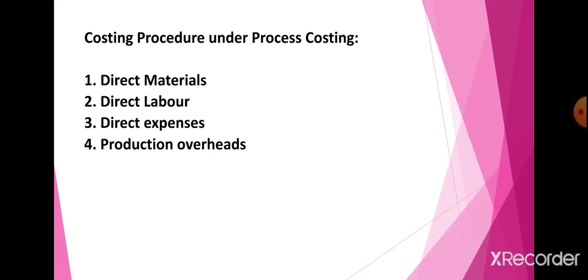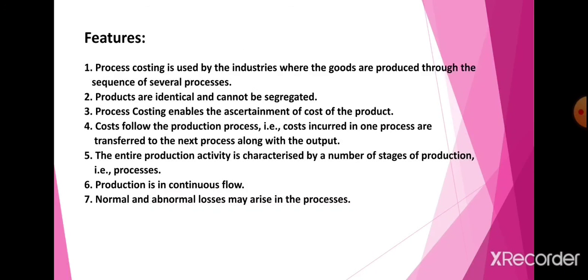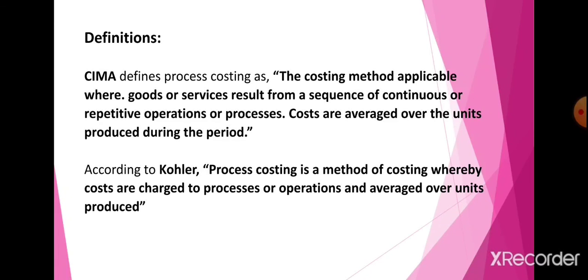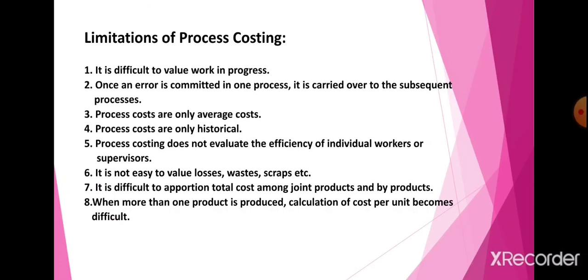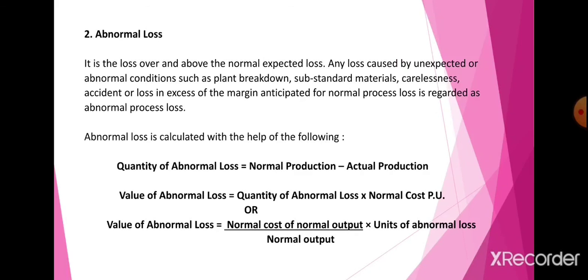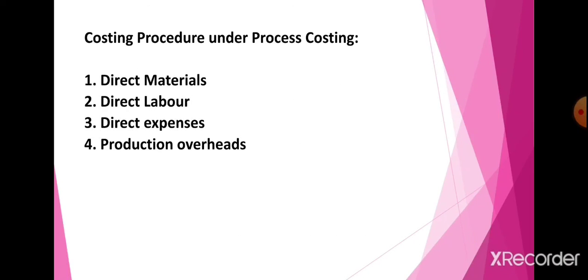So, in this session, we have learnt about the meaning of process costing, definitions, features and advantages of process costing, limitations, and some important terms, that is normal loss, abnormal loss, abnormal gains, and the costing procedure under process costing.